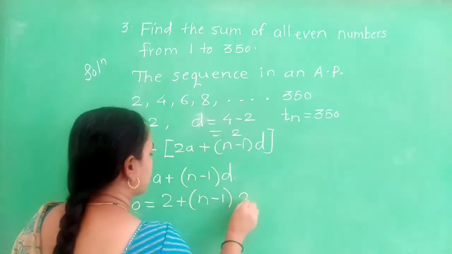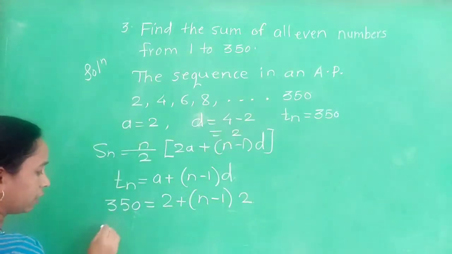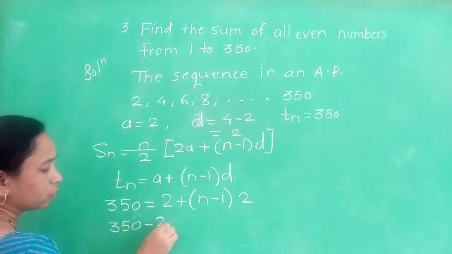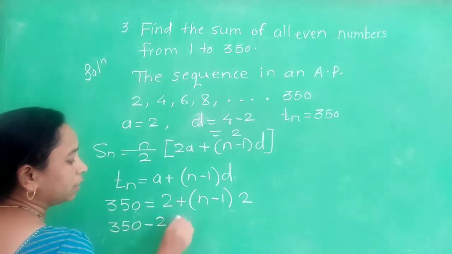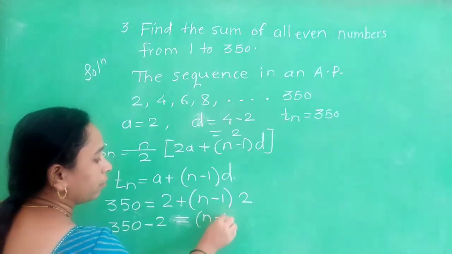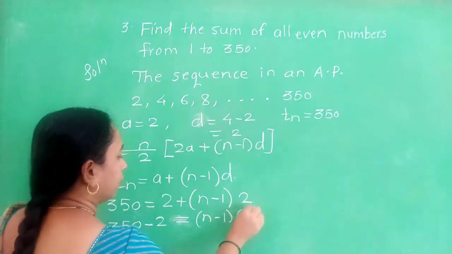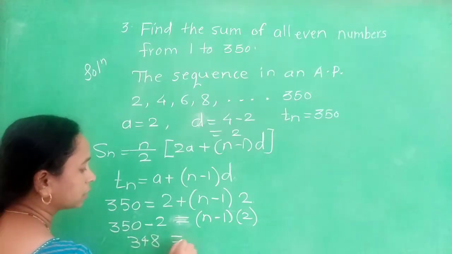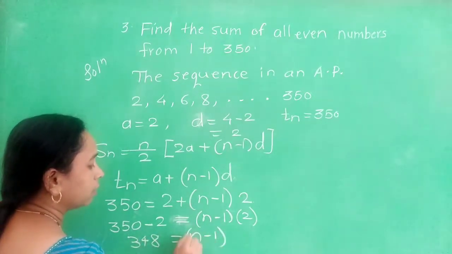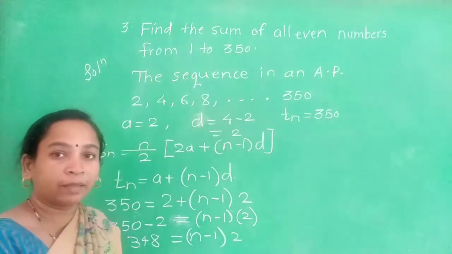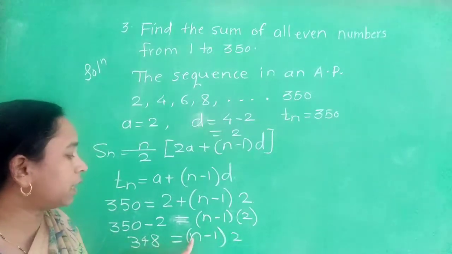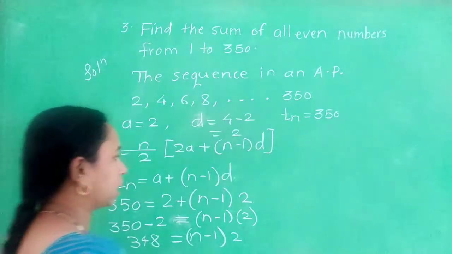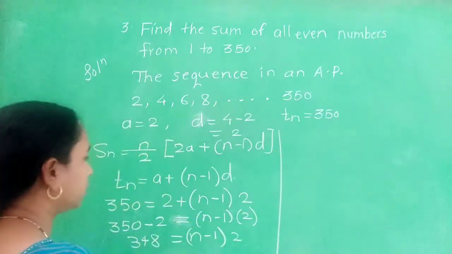D's value is 2. To transfer it to this side, 350 minus 2 is equal to (n minus 1) into 2. The answer is 348 is equal to (n minus 1) into 2. Either you can multiply n minus 1 by 2, or you can transfer the 2 to this side, so it will be in division.